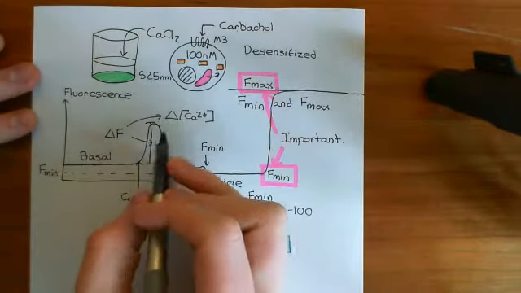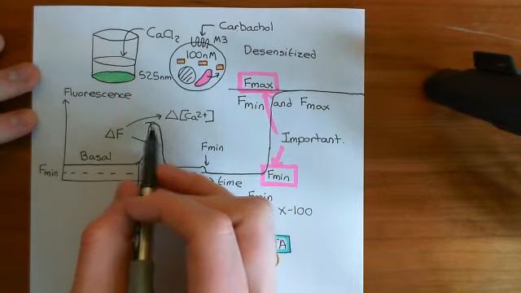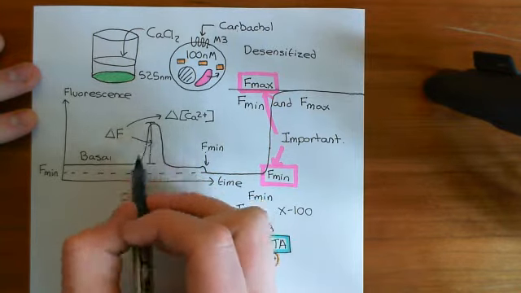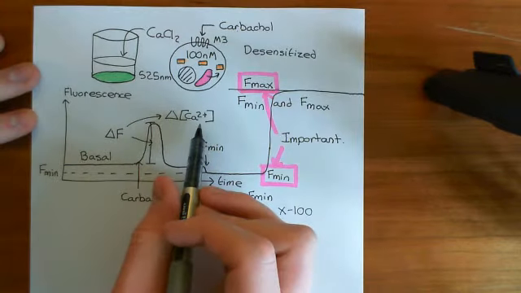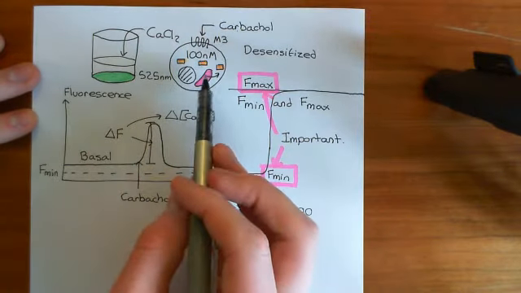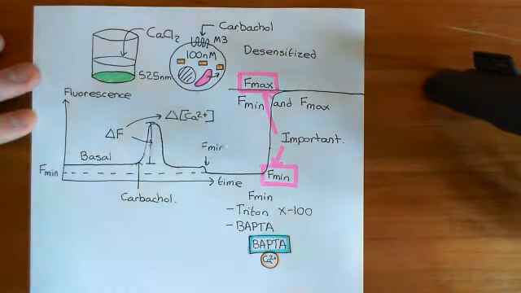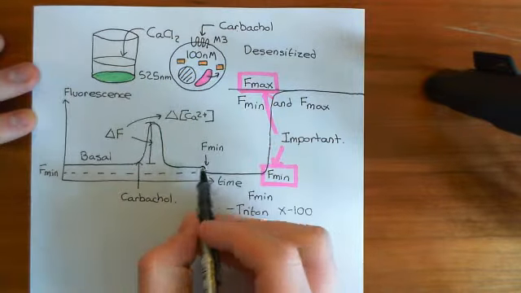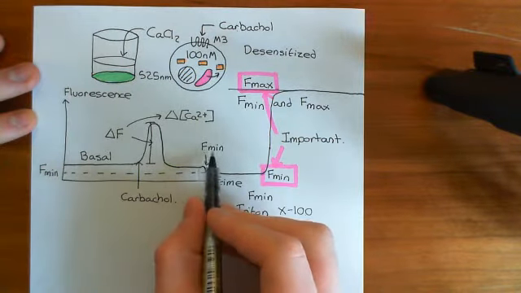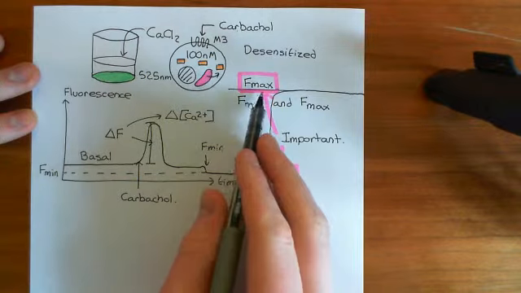We have seen the response now, but we would like to be able to turn this change in fluorescence level that we've got into a change in calcium concentration, so that we actually know how much calcium has been released from the endoplasmic reticulum in response to that stimulation with carbachol. So what we then need to do is find two values, the Fmin and the Fmax.